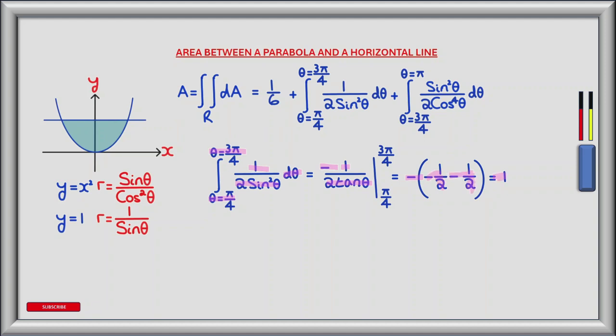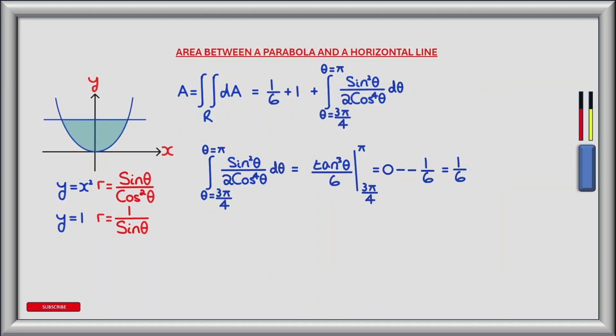And for the last of the outer integrals, we want to integrate from theta equals 3 pi by 4 radians to theta equals pi radians, sine squared theta divided by 2 cos to the power of 4 theta d theta. The antiderivative of this is tan cubed theta divided by 6, and plugging in the limits of integration we have 0 minus 1/6, and this equals 1/6.